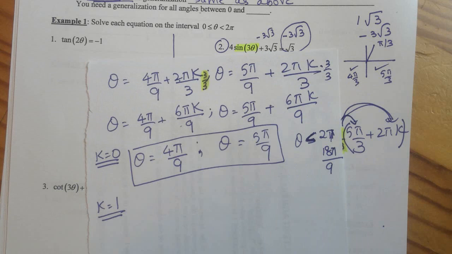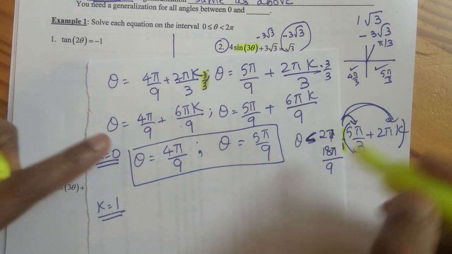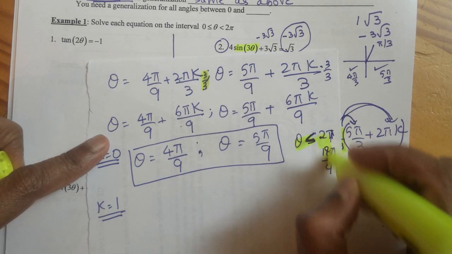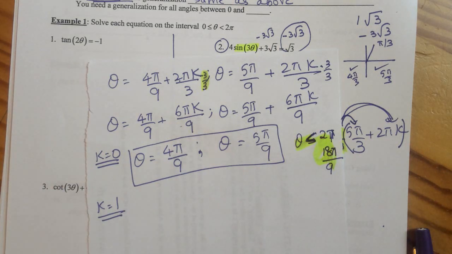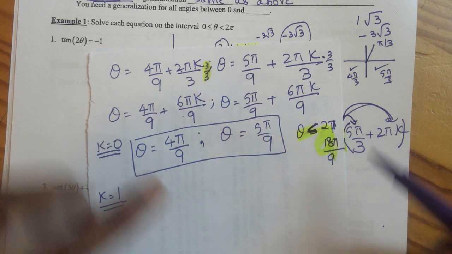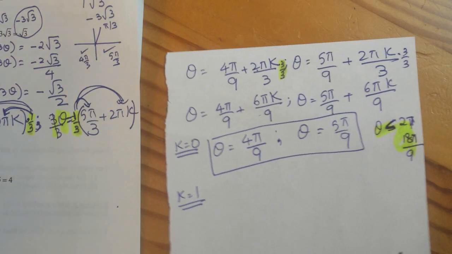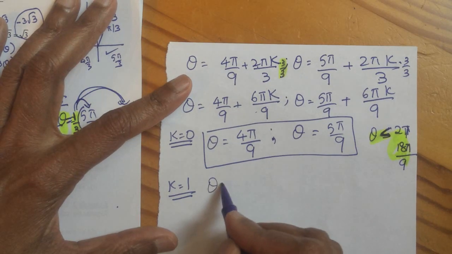So this is what is important: you stop when it is 18 pi by 9. And you see that 5 pi by 9 is way less than 18 pi by 9, so I have to keep going. So k equals 1. Let's see what's happening with that.